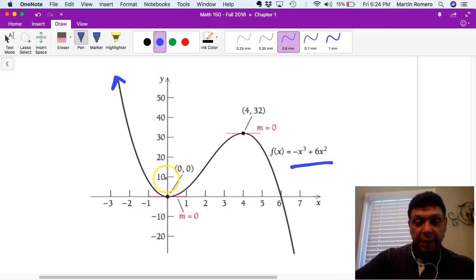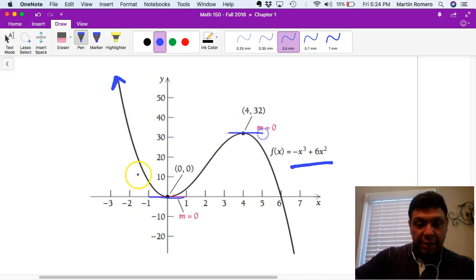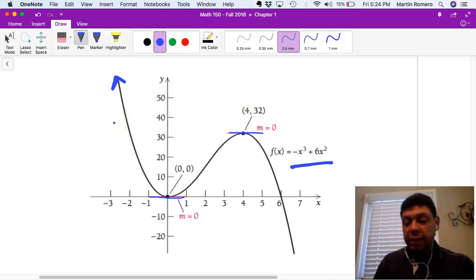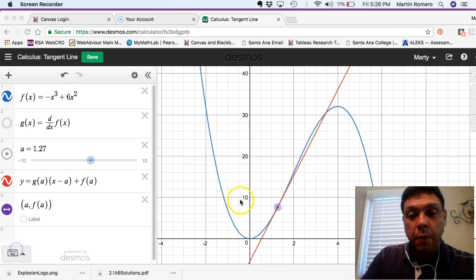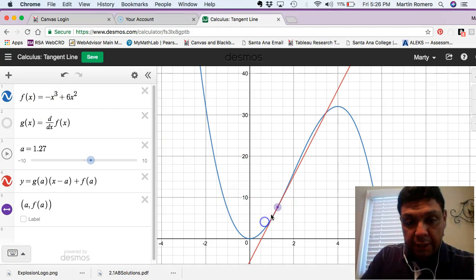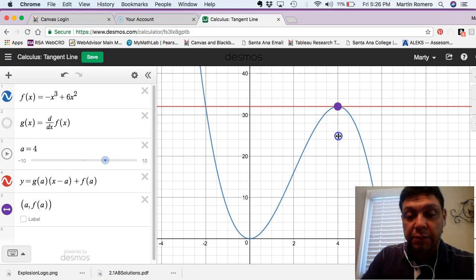We're trying to find out when you have horizontal tangent lines. This is similar to what I had shown you in Desmos, and we went through that equation there. I could actually show you real quick. If you look at the graph of negative x cubed plus 6x squared, and I drag the tangent line across it, I'm trying to find out when that slope is 0, and that's when it's horizontal, and that's what that question was asking.